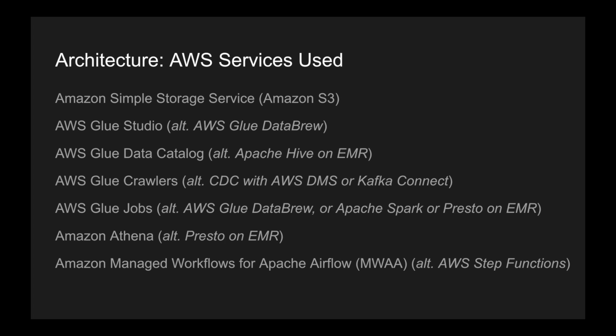Architecture. The following AWS services are used in the demonstration. I've also listed possible alternatives to these services: Amazon Simple Storage Service, or Amazon S3, AWS Glue Studio, AWS Glue Data Catalog, AWS Glue Crawlers, AWS Glue Jobs, Amazon Athena, and finally, Amazon Managed Workflows for Apache Airflow, or Amazon MWAA.